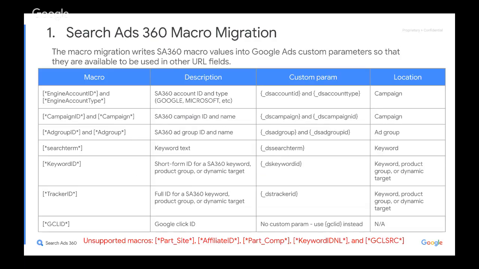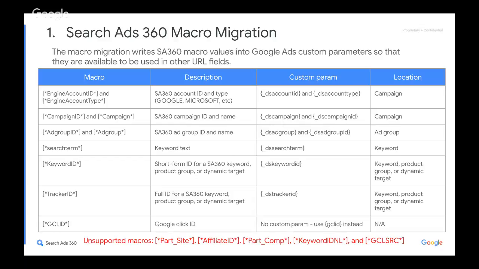So what's happening with the first tick box, Search Ads 360 macro migration? What it essentially does is that it changes the macros in the tracking template to custom parameters, and then adds the custom parameters at the location where it's necessary. So for example, if we're using a custom parameter in order to get information around campaign names, then this custom parameter will be hosted at campaign level. If it's about keyword level information, such as the keyword text, it will be at keyword level. And all this should happen automatically.